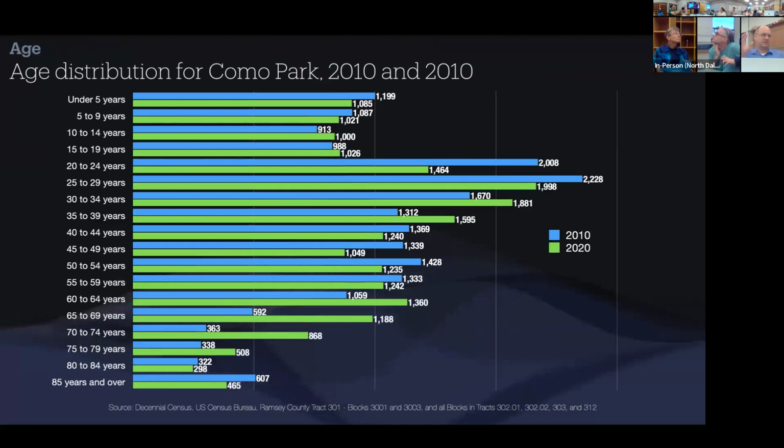So this is a big, difficult chart to start out with. Sorry about this. I just thought I'd throw in things and you can look at these later. I can share this. But this is sort of the age distribution for Como Park 2010 and 2020. And what it really shows, the blue bars 2010, green bars 2020, is you just see sort of the baby boom generation aging sort of into the older cohorts.